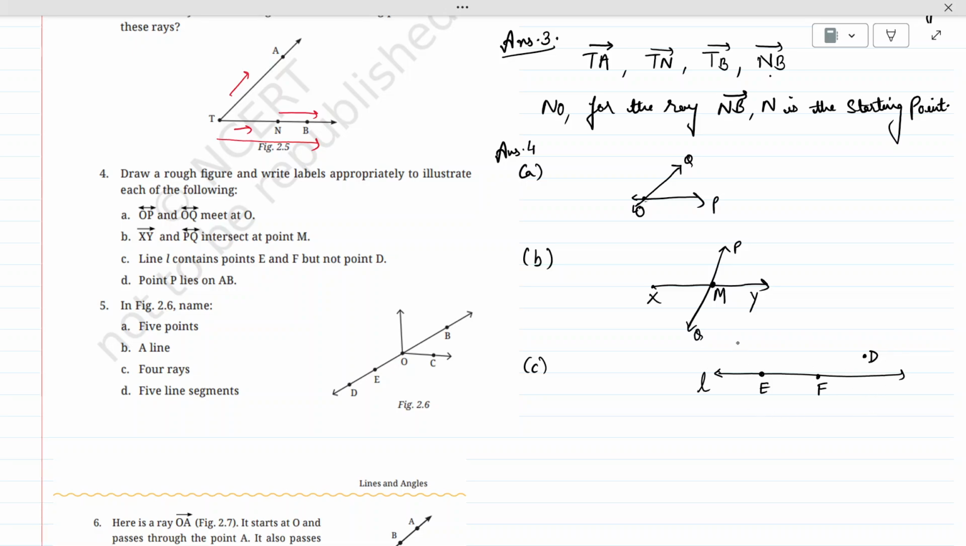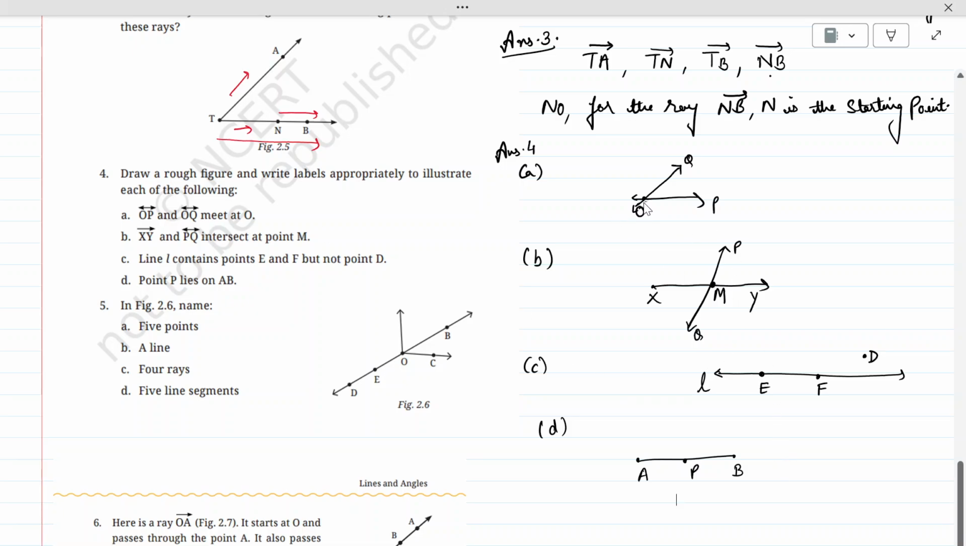All right, now coming to the D part of this question. It says point P lies on AB. So we are making AB here, and there is a point P which lies on AB. This is for question number 4. Okay, I hope this is clear. We should know these symbols first, that this is a symbol of line, this is a symbol of a ray. Okay, and then we would be able to do this.